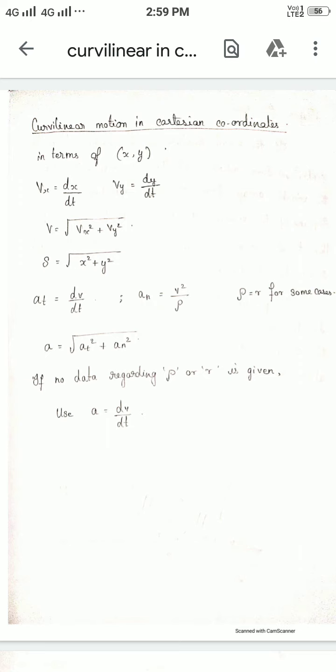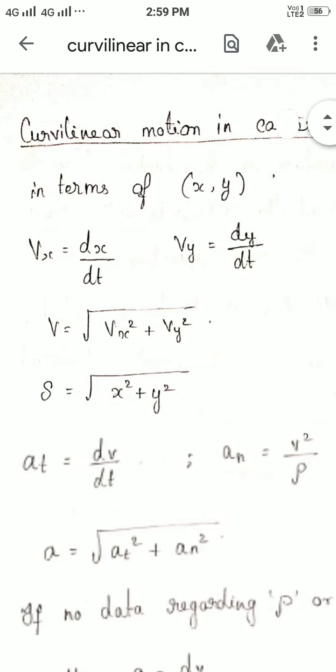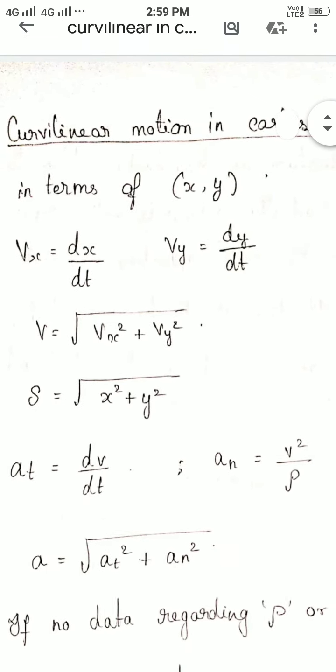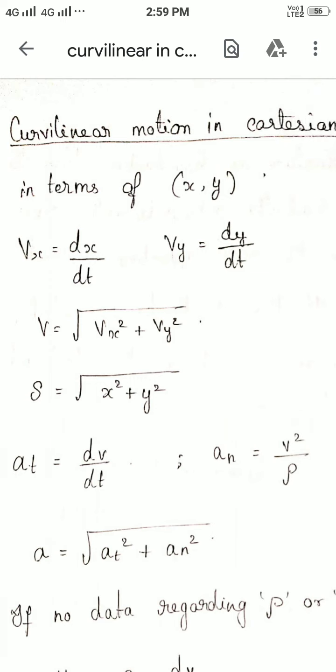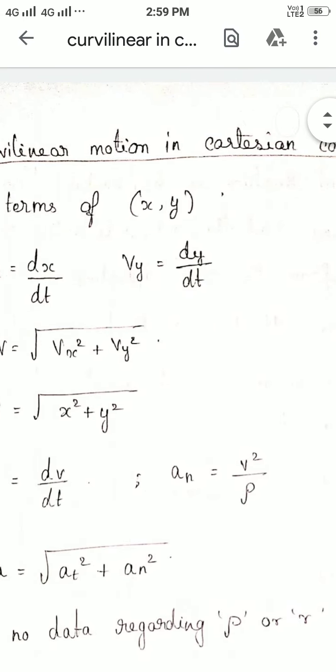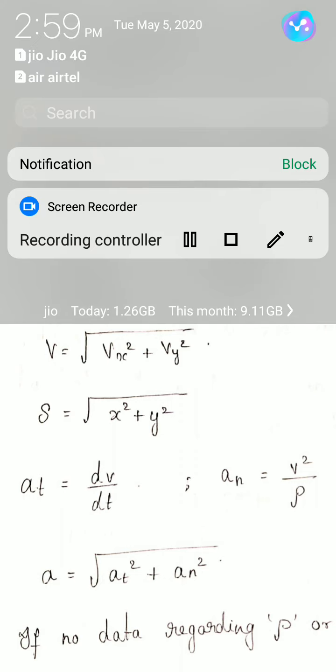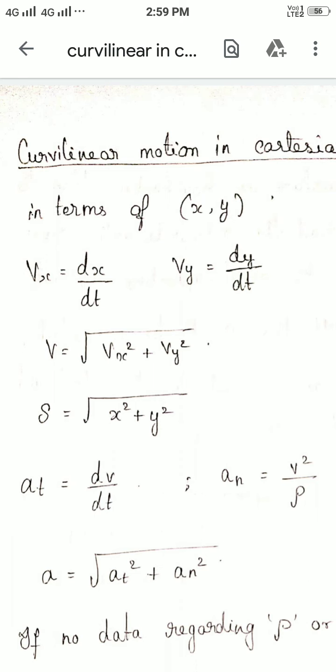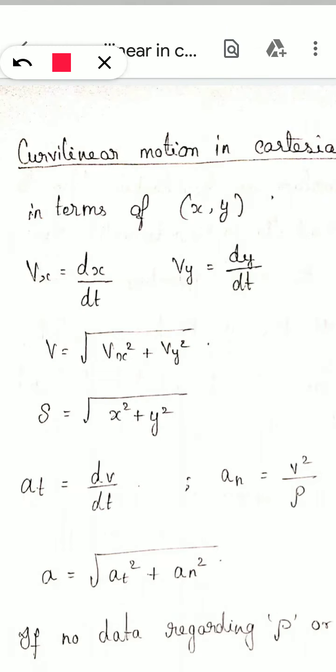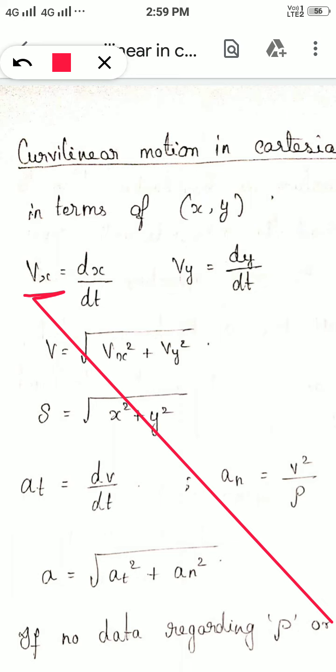Same like that, when they give the values in the x and y coordinate system, we are going to use the principle of curvilinear motion in Cartesian coordinate systems. In that, they'll give you any two points, that is x and y. We have to calculate the Vx and Vy from that. This is your Vx and this is your Vy. Both will be calculated from the Cartesian points they are providing.